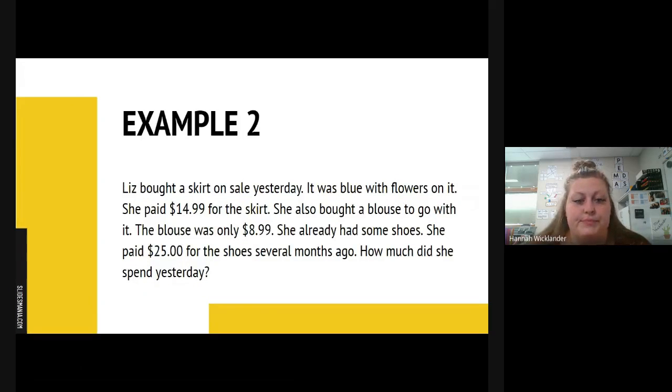Example 2. Liz bought a skirt on sale yesterday. It was blue with flowers on it. She also bought a blouse to go with it. The blouse was only $8.99. She already had some shoes. She paid $25 for the shoes several months ago. How much did she spend yesterday? So this one, I'm trying to find how much money she spent yesterday. That's the question. How much did she spend yesterday?